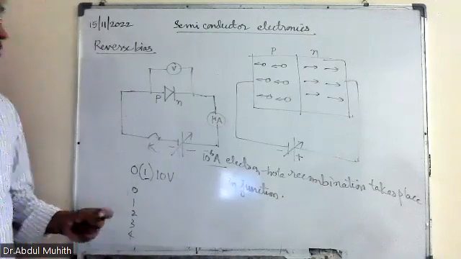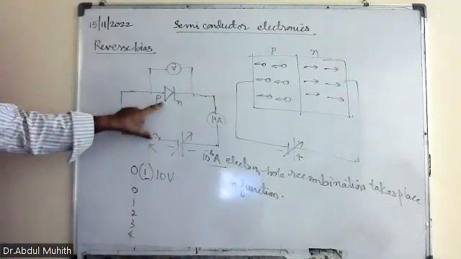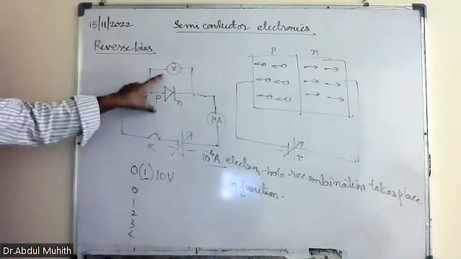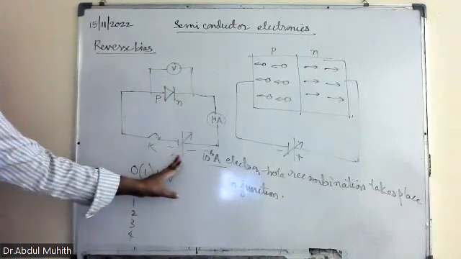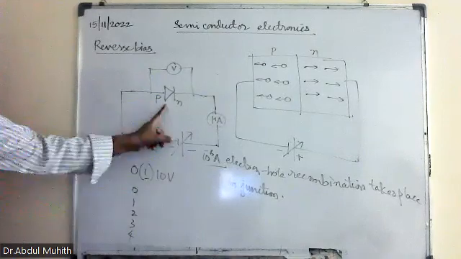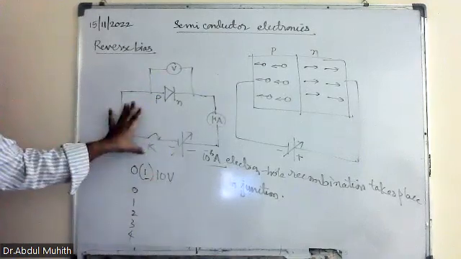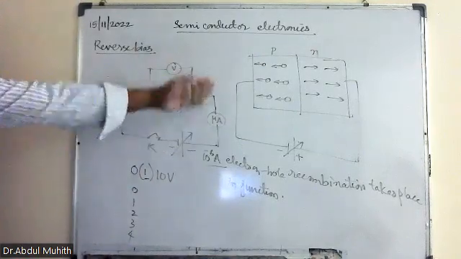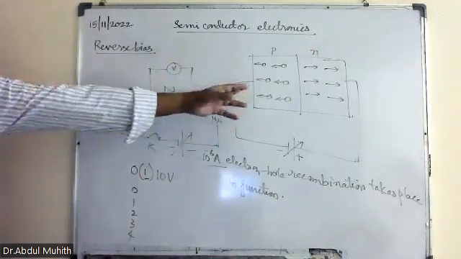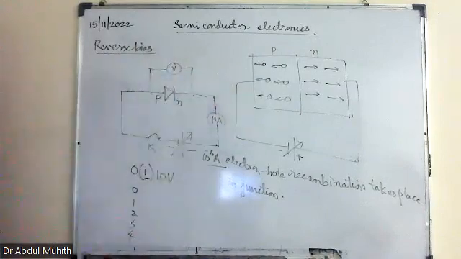Once again, I will explain here. See, here this is a diode. Voltmeter is connected in parallel. Ammeter is connected in series. This is a switch, and this is a variable power supply. If P is connected to negative and N is connected to positive, then that is known as reverse bias. Now, what happens? P is connected to negative, N is connected to positive. Both electrons and holes move in the opposite direction.